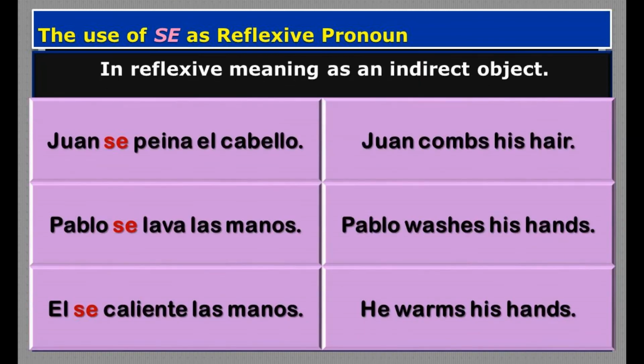Also, se is used in reflexive meaning as an indirect object, as in the following cases: Juan se peina el cabello, Juan combs his hair himself. Pablo se lava las manos, Pablo washes his hands himself. Él se calienta las manos, he warms his hands himself.